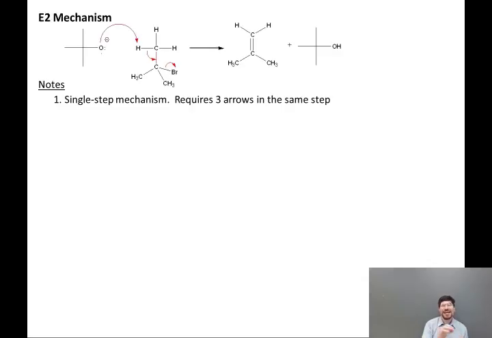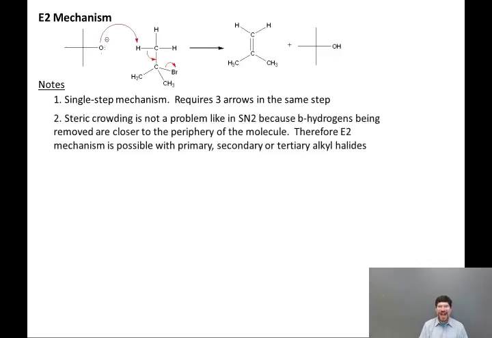The base is pulling off a beta hydrogen. The electrons in the beta carbon-hydrogen bond are forming the carbon-carbon pi bond, and then at the same time, the carbon-bromine bond is cleaving heterolytically to expel Br- as a leaving group. It is important that everything happen at the same time, or else you could potentially end up with a carbon that has 5 bonds to it.